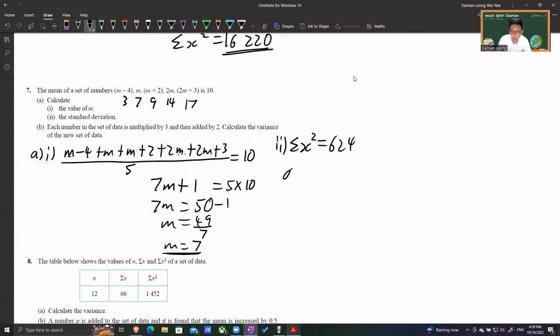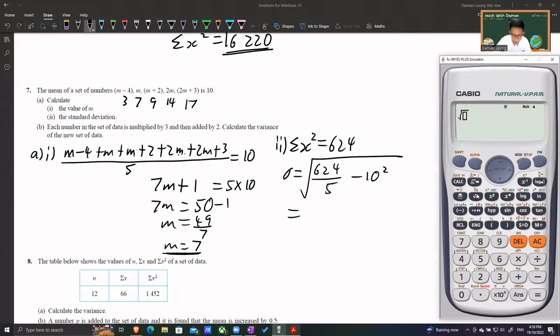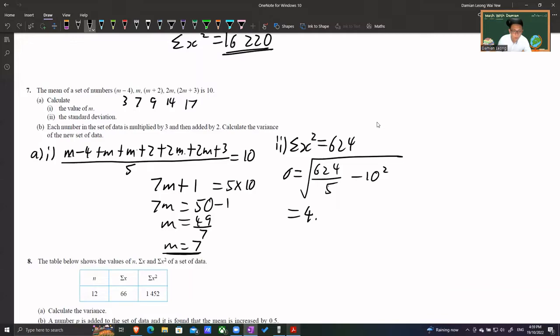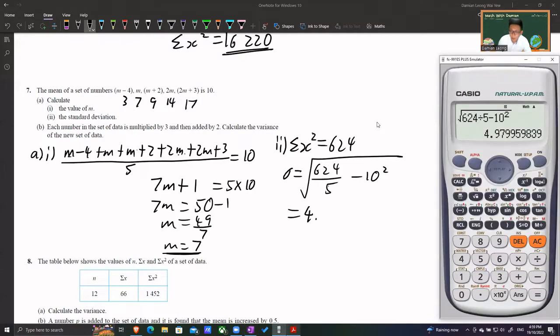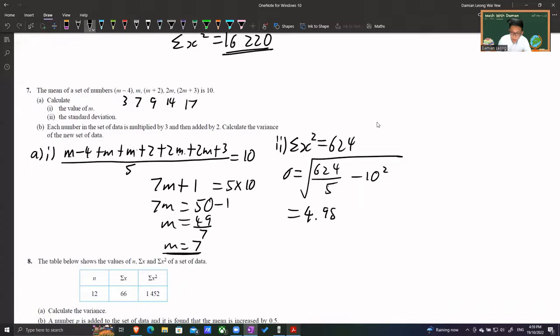So use the standard deviation formula. Square root of sum of x squared over n, 5, minus mean square, 10 squared. Square root of 624 divided by 5 minus 10 square. So it's 4.9799. So if I round off, will be 4.980. Yeah. You just write 4.98, that is fine as well.